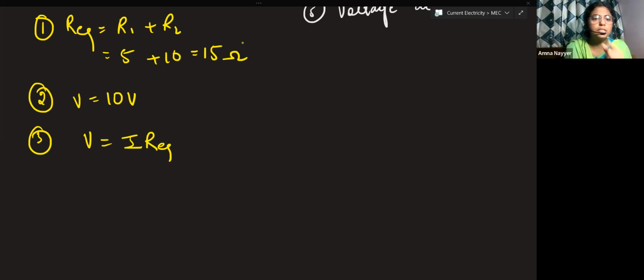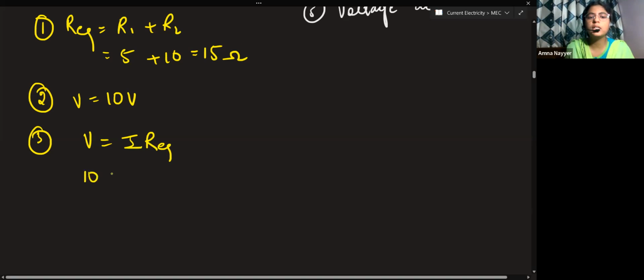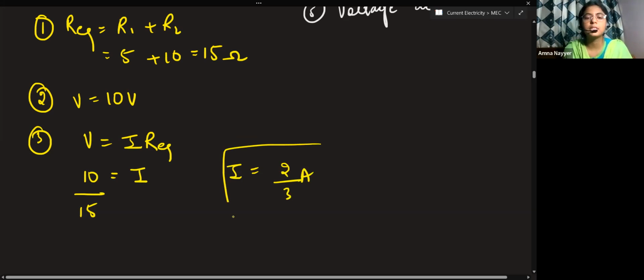Correct. Just there's an error in your fourth part. Just check your fourth part. The rest of the parts are correct, Sarah. So V is what? 10 volt. Current is this. R equivalent came out to be 15. So current will become 2 by 3 amperes.